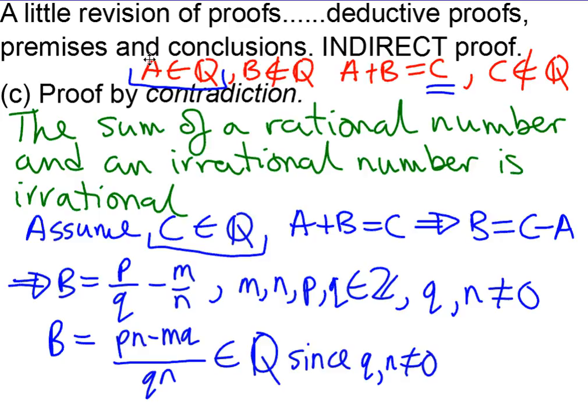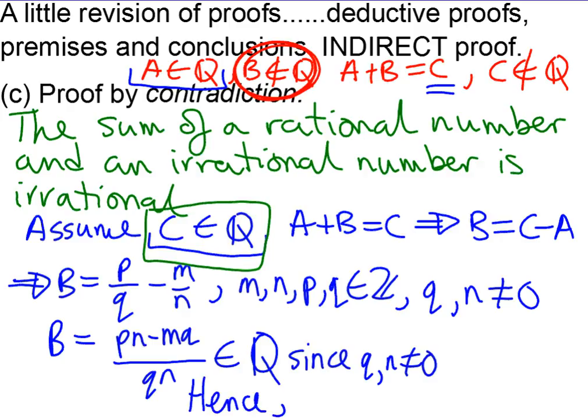But that has contradicted our initial assumption. And something in maths can't be true and false. That's inconsistent. The only option is that our assumption here must be false. This is the process of proof by contradiction. Hence, C must not be a rational number.